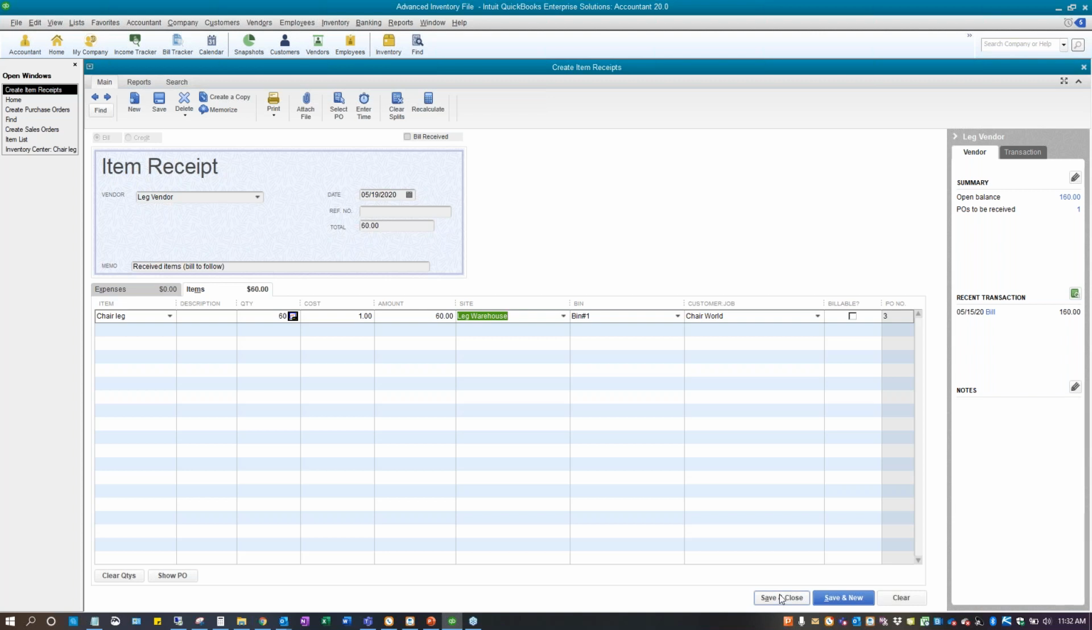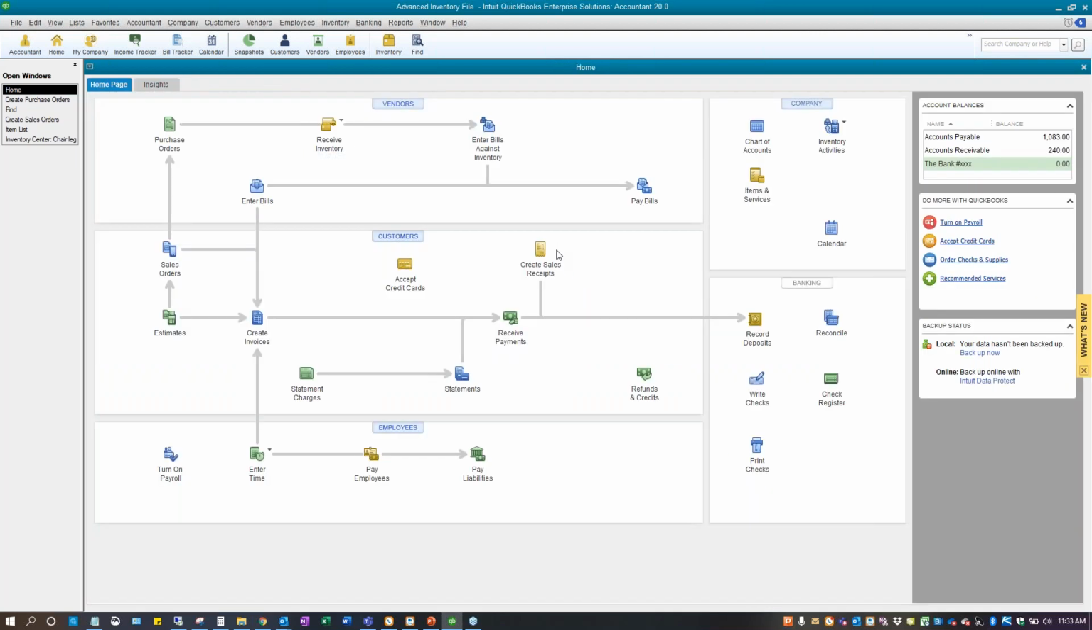If you had serial numbers turned on for your receiving, which I strongly suggest you do if you're going to use serial numbers, you would have to put in, in this case, 60 serial numbers to identify the pieces that you're receiving in. So now I've received those chair legs for that.